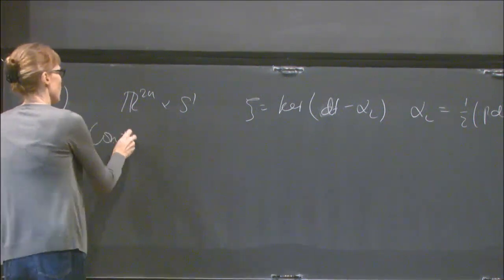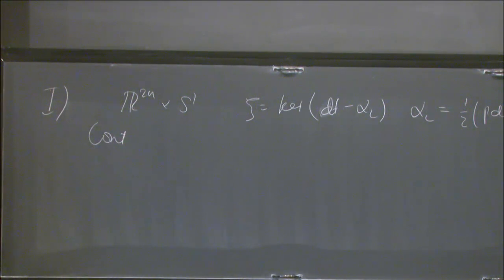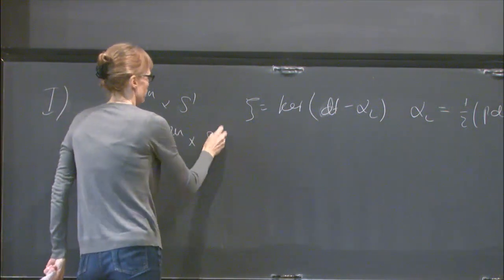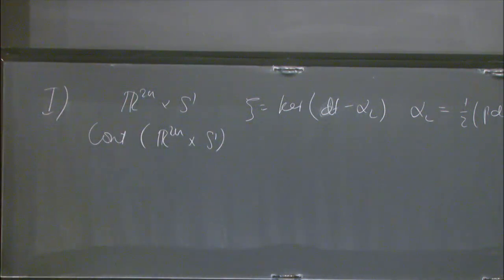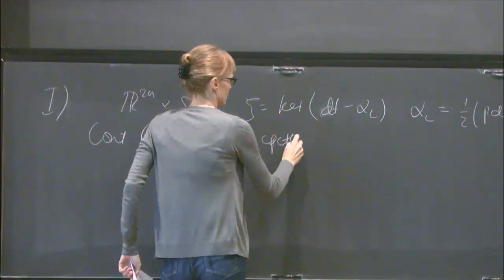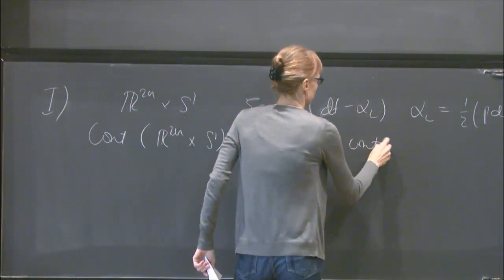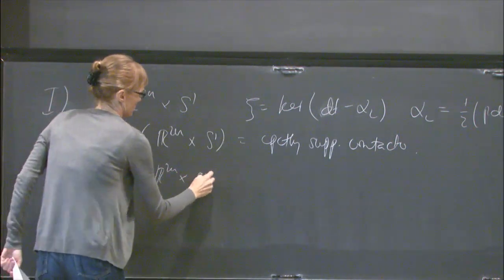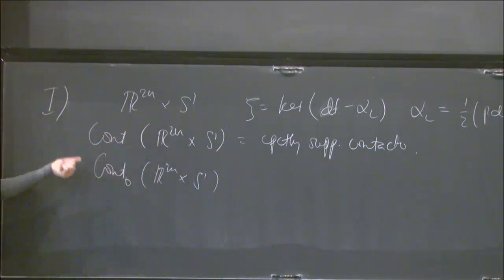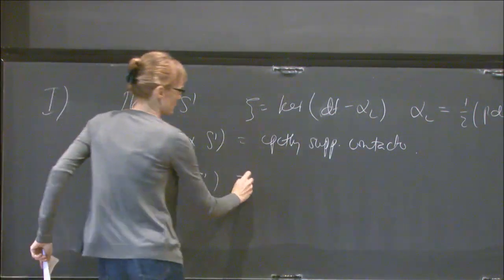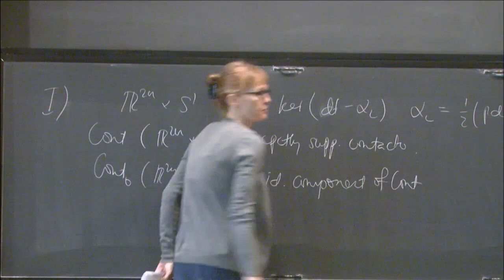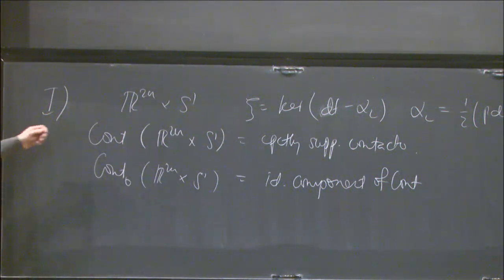And in order to contrast the different results that I'll be talking about and what Chu talked about, I'm going to just emphasize two different groups of contactomorphisms. So Cont of ℝ2n cross S1 will be the compactly supported contactomorphisms. And Cont sub 0 — I'll just drop the ℝ2n cross S1 in general — the difference is that here we're looking at the identity component of the previous group. So that consists of time 1 maps of contact isotopies that are compactly supported.